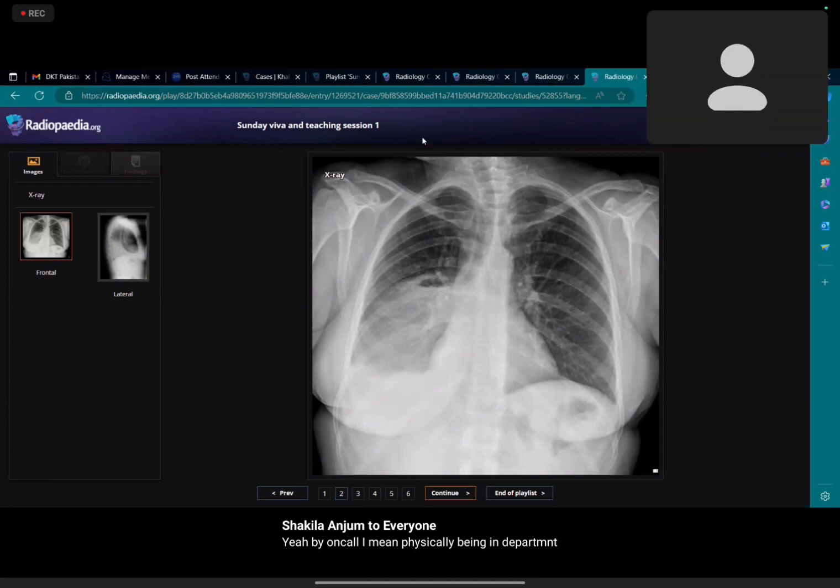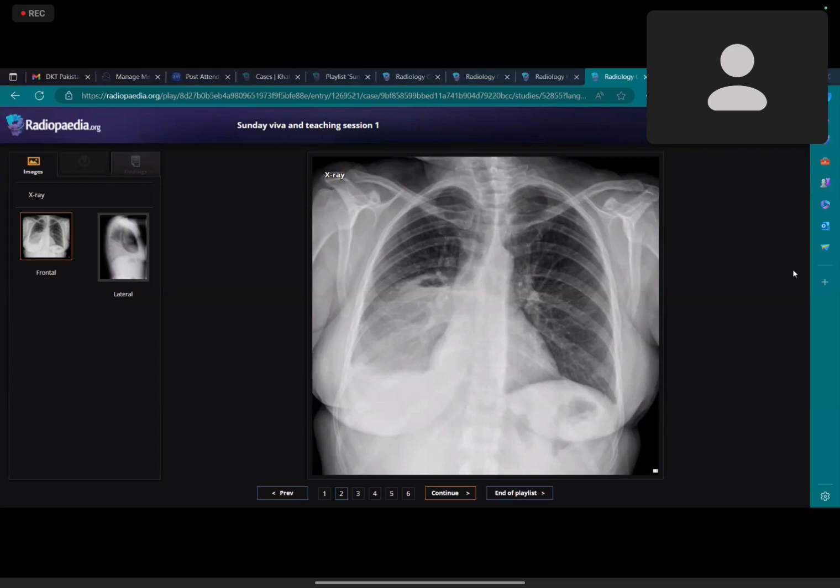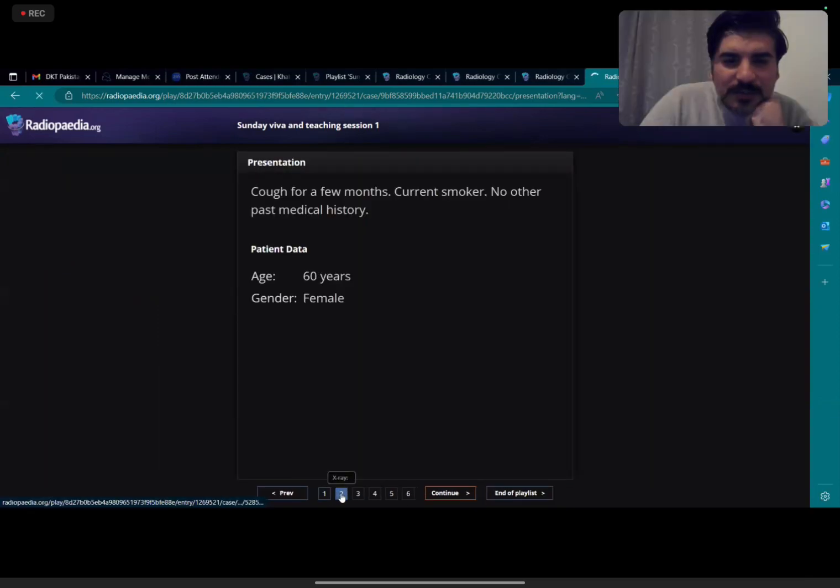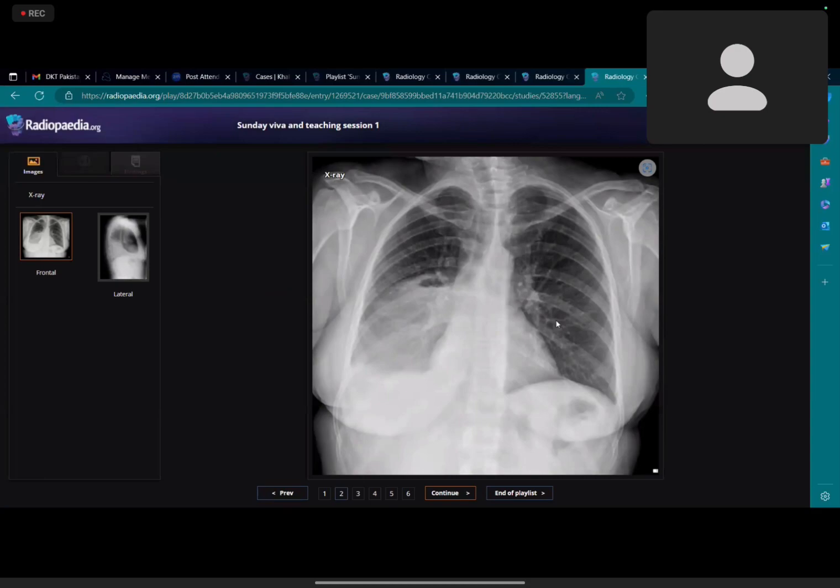I'm provided with a frontal projection X-ray chest of a patient. Sorry, sir, I was not able to hear the age of the patient you just provided. Age is 60-year-old, female, cough, smoker. Okay.